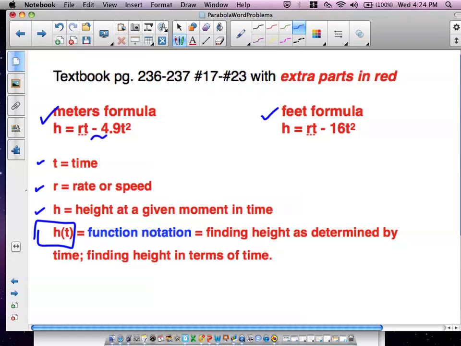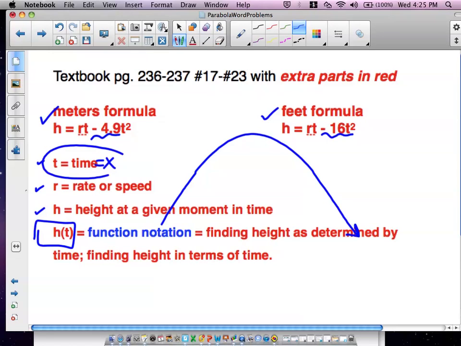You can see that the coefficient on the squared term in both formulas is negative, indicating that we'll be studying downward motion. So just common sense, the object leaves the ground, travels in its parabolic path, and then comes back to the ground. So the word problems that we'll be solving will be figuring out the height of the object at a given moment in time. And we will associate time with the x variable, and then the height of the object will be associated with the y variable in an ordered pair.